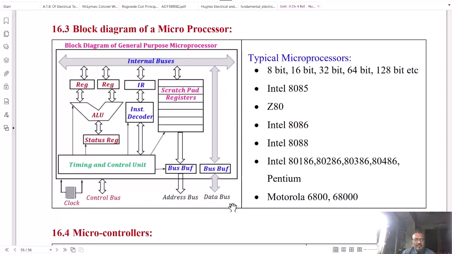These external buses are further connected to internal buses via the buffer circuit. Buffer circuits are also called bus buffers, and these are basically tri-state buffers. Those increase the current capacity of the internal bus whenever it sends the data to the external terminal address bus and data buses.